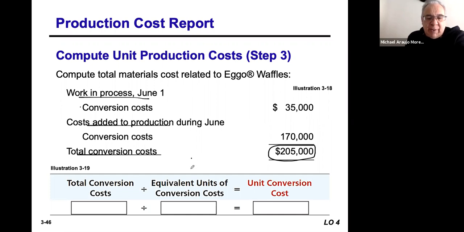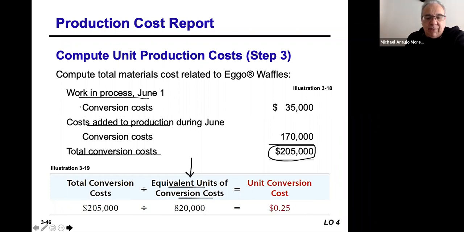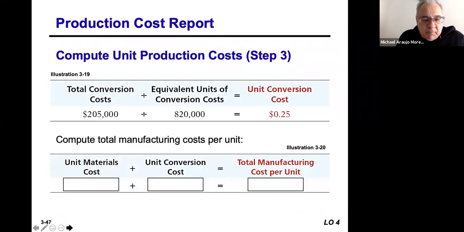So then we divide that by the equivalent units in conversion costs. Remember, the equivalent units of conversion costs was a little bit different because we didn't have all the conversion costs accounted for in the 200,000 AGOs that were still hanging out. So 205 divided by 820 will give us a 25-cent per AGO unit conversion cost. So each AGO will have this and the other cost involved.